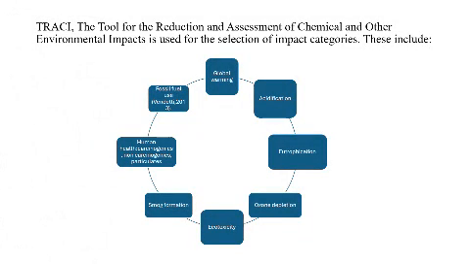The tool for the reduction and assessment of chemical and other environmental impact is used for the selection of impact categories. This includes the following: global warming, acidification, eutrophication, ozone depletion, ecotoxicity, smog formation, human health, carcinogenics, fossil fuel use.